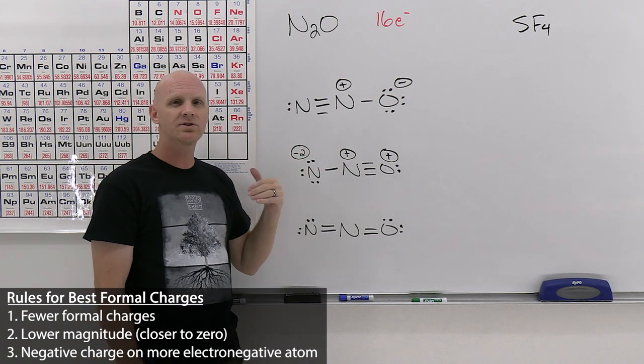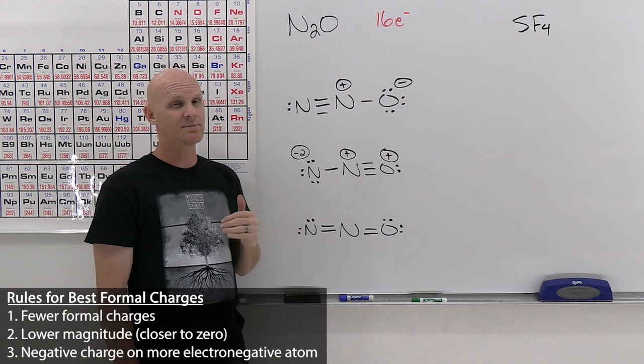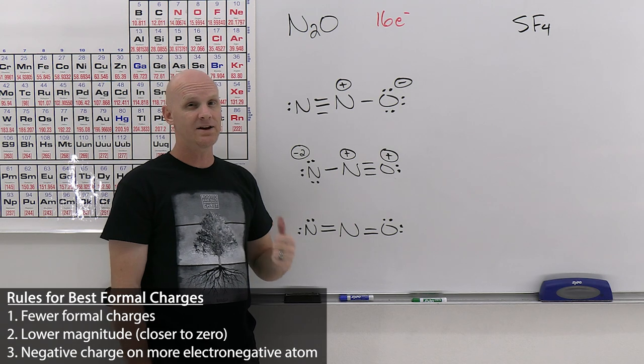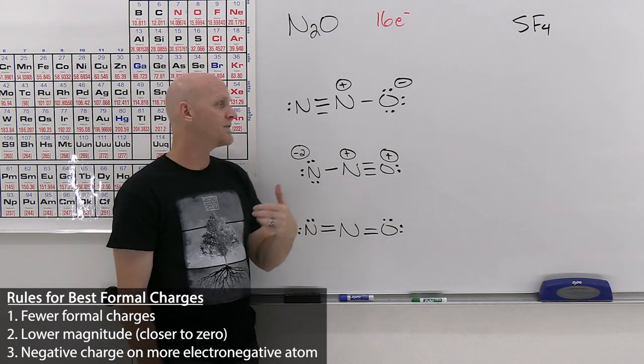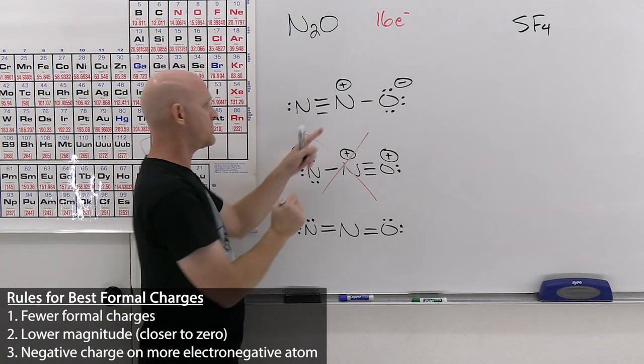And then if you still haven't distinguished between your resonance structures, if you've got a difference of which atom gets the negative charge, always put it on the more electronegative atom to get to the major resonance contributor. We call it the best resonance structure. So far, this one's out. The top one's winning so far.